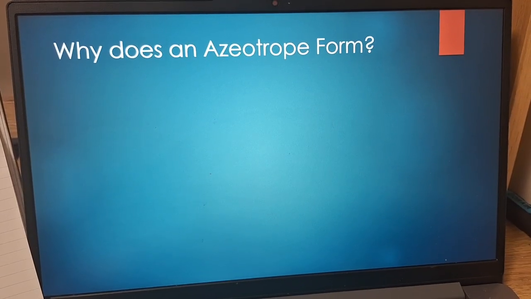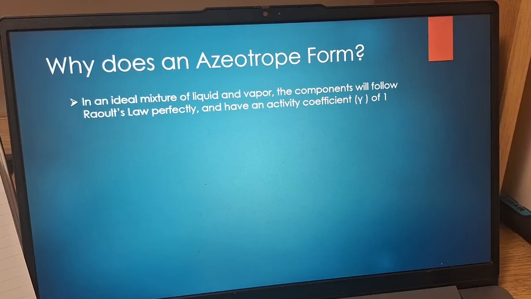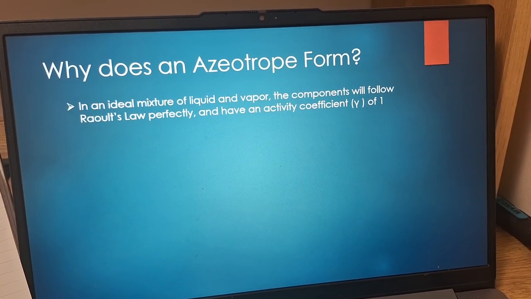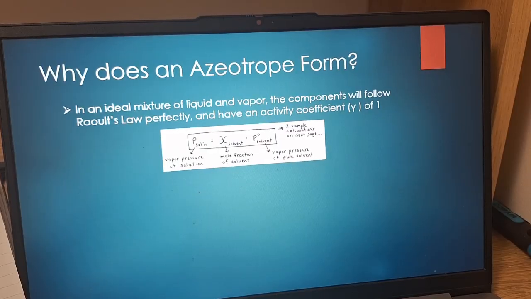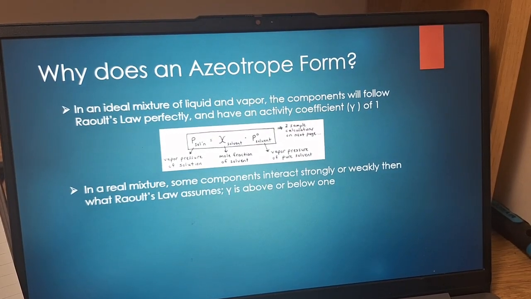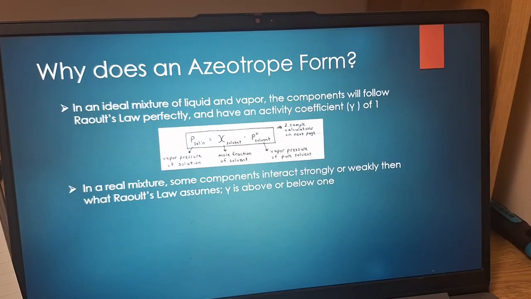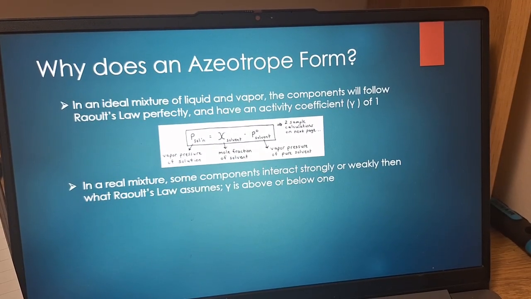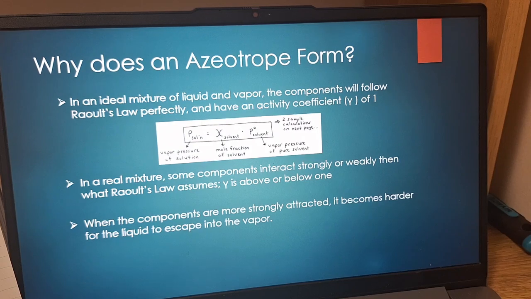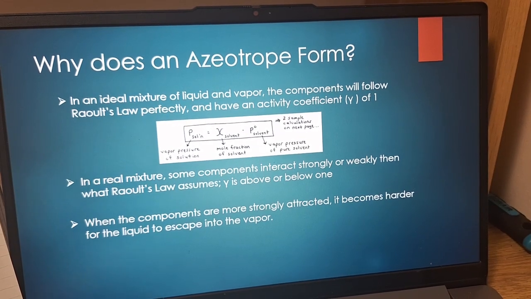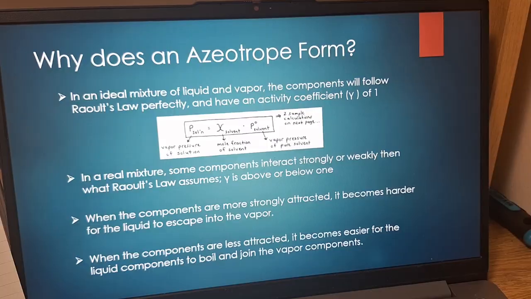The next question, of course, is when does an azeotrope form? In an ideal mixture of liquid and vapor, the components will follow Raoult's law perfectly and have an activity coefficient of 1. This is Raoult's law for an ideal mixture. In a real mixture, however, some components interact more strongly or weakly than what Raoult's law assumes, so the activity coefficient is above or below 1. When the components are more strongly attracted, it becomes harder for the liquid to escape to the vapor. And then the opposite happens when the components are less attracted.